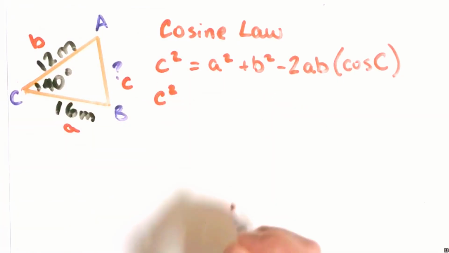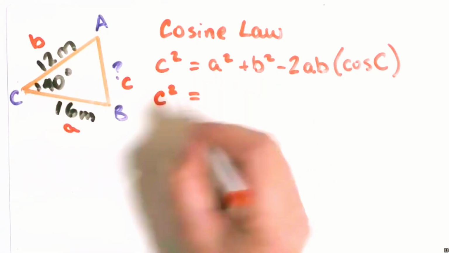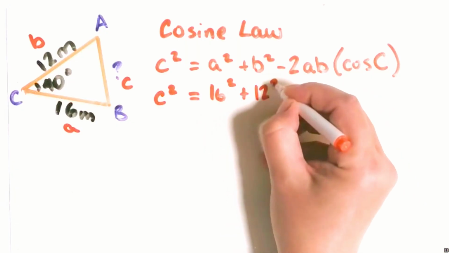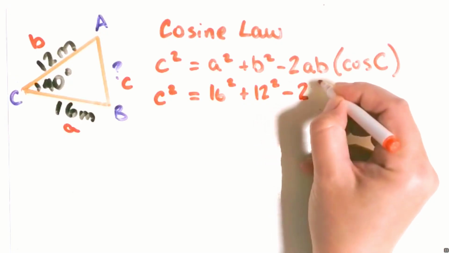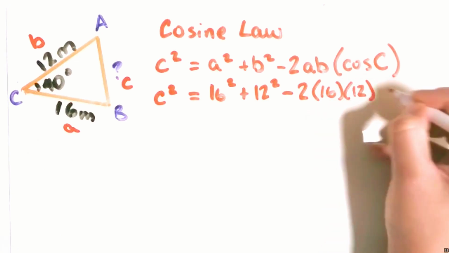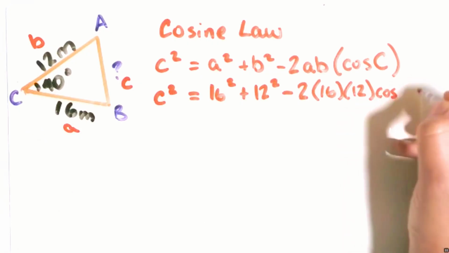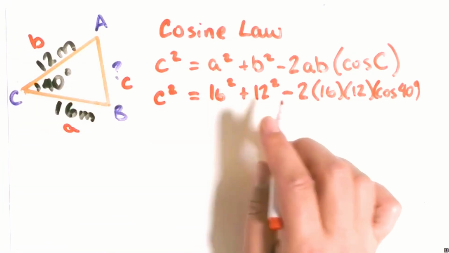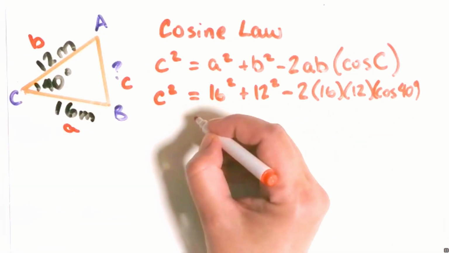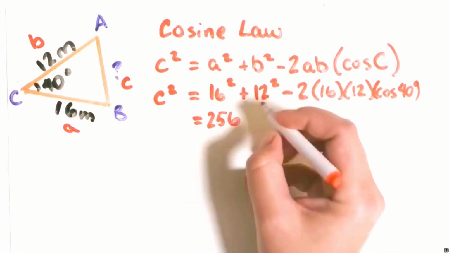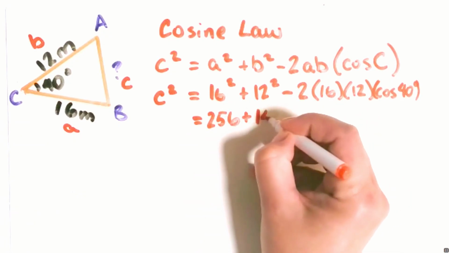So the c squared is already isolated, and now a squared is 16 squared plus b squared, that's 12 squared, minus 2 times a, 16, times b, 12, times cosine of 40 degrees. Now, as you're starting out, I actually want you to write everything out separately following the rules of BEDMAS. So 16 squared is 256, plus 12 squared, that is 144.